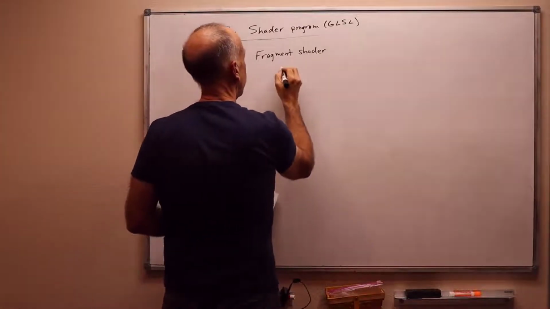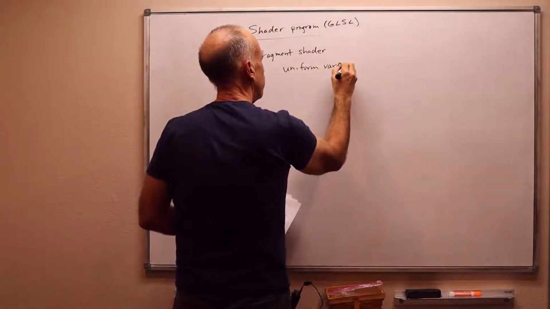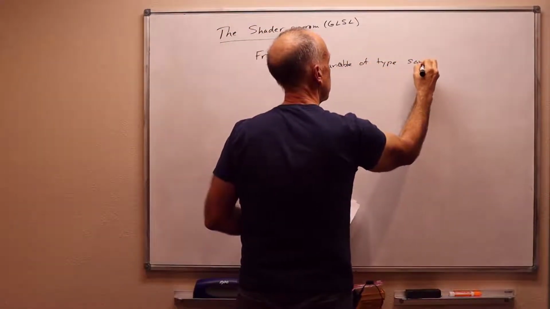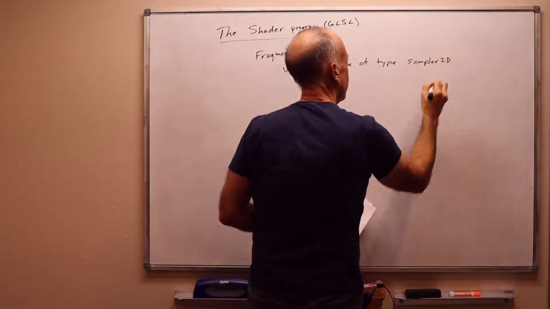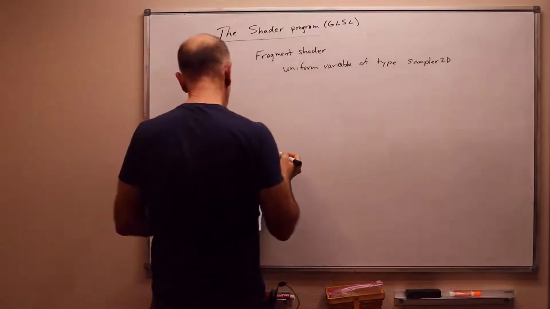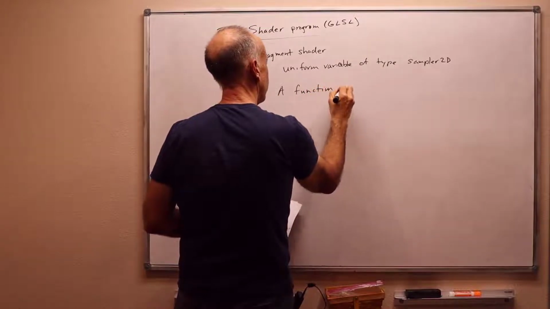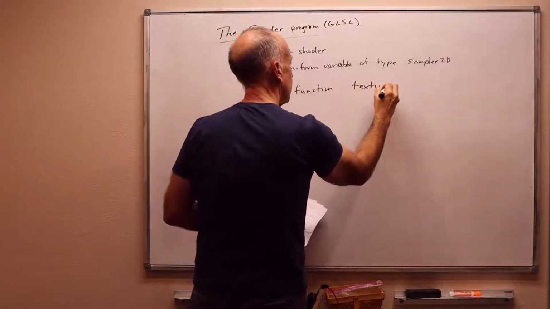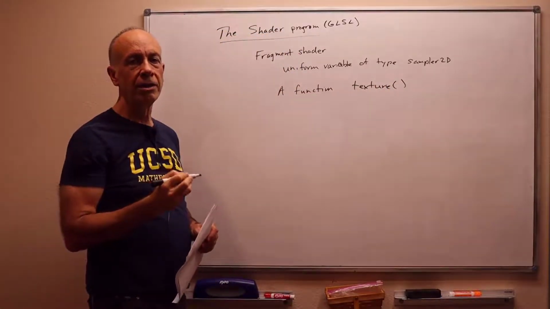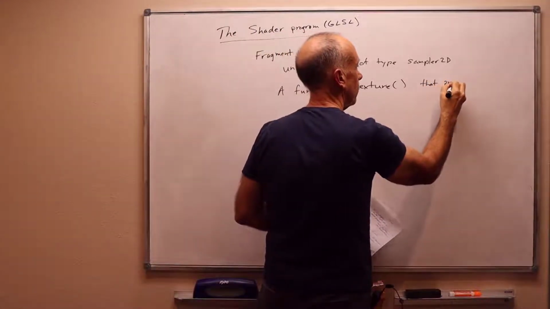It has a uniform variable of type sampler2D, and this is the name or pointer to the texture map itself, and it uses a function just called texture, and this function texture takes in the sampler2D object and the texture coordinates and produces the texture map value.